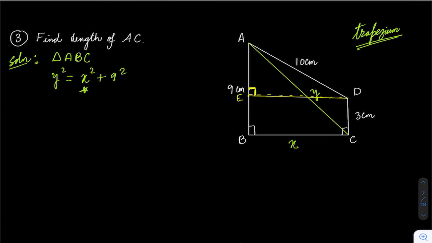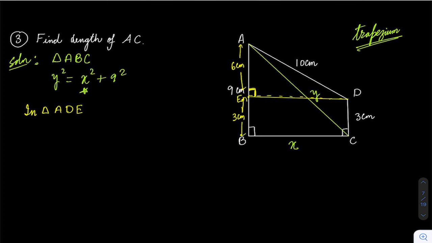So I have another right angle triangle, that is triangle ADE. And in triangle ADE, my hypotenuse is 10. So BE will also be 3 centimeter, right? And AE will be 6 centimeter because the total length is 9. So AE is 6 centimeter and this is 3 centimeter. So I have AE, so I can find DE. Basically, in triangle ADE, I can write AD square is equal to AE square plus DE square.